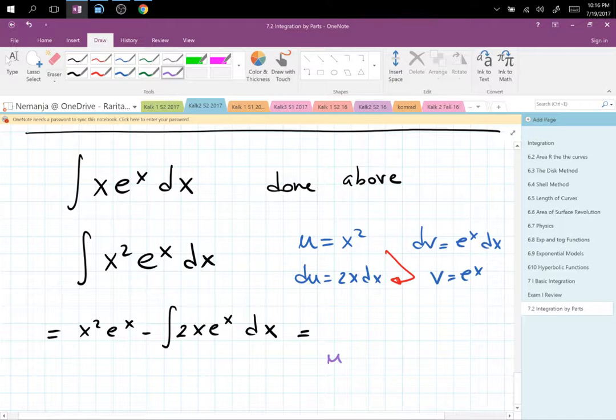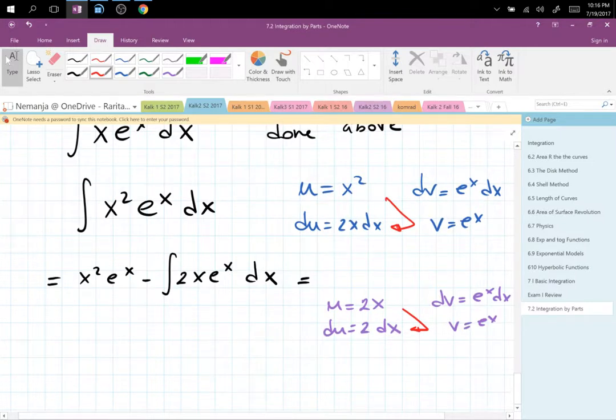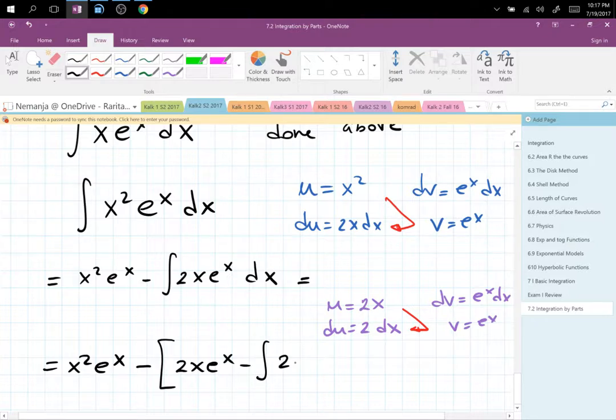u equals, in this case, you can say 2x if you want to. And dv is e to the x dx. So we are doing this again. And then du is equal to 2 dx, and v is still e to the x. We have our arrow. Now, the purple only works for the integral. You still have to copy the x squared e to the x piece. Minus, and then in these brackets is the new integration by parts, which is 2x e to the x minus the integral of 2e to the x dx.